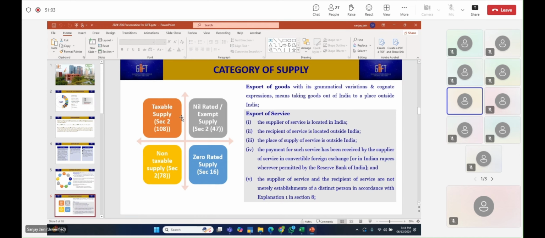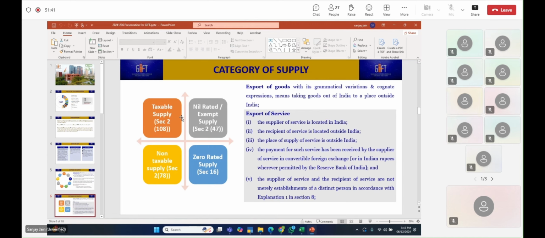Suppose a company is in Dubai, opens a branch in a GIFT SEZ, and the branch provides service to the head office in Dubai. They are establishments of the same person, so it will not be treated as export. In that case, we suggest that whenever any company opens a branch outside India or in India, they should incorporate a separate legal entity. Then it will be treated as a different person. Otherwise, if it is a branch, it will not fall in the definition of export.